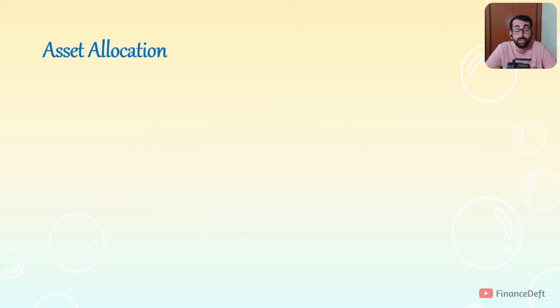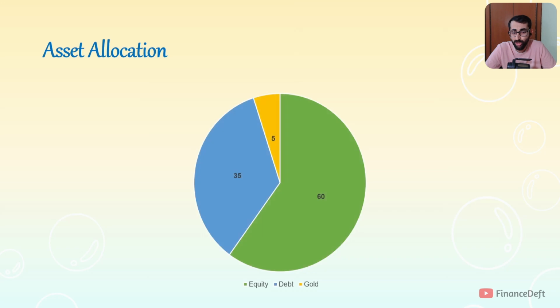Now, as they say, don't put all your eggs into one basket. You should have your asset allocation. You should sit with your financial planner and plan your finances. And this is how my asset allocation looks like. I might change it in the future. I have 60 percentage in equity, 35 in debt, and 5 in gold.